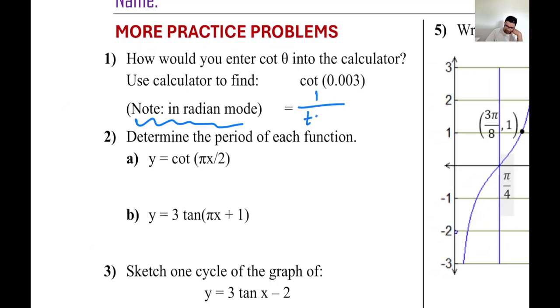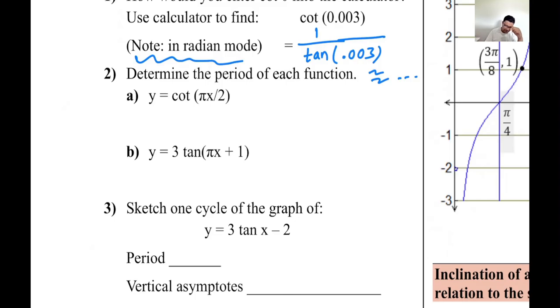Of course, you remember that cot is the reciprocal of tan. So that knowledge is useful here. Necessary, not useful, necessary. Okay. So on the calculator, you will punch in 1 divided by tan and then put the angle. Whatever value that gives you approximately. Okay. Round it up. Let me skip that.